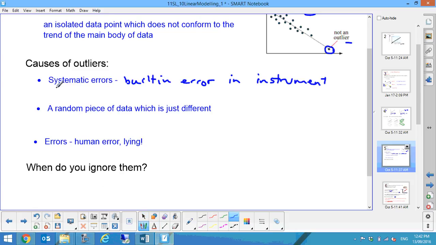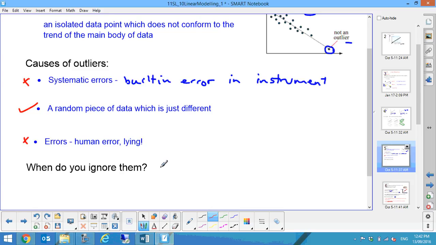So the systematic errors could be a built-in error. So that one, you're probably going to need to fix the problem with your instrument. Let's just go a different colour. So that one you're probably going to ignore. If it's just a random piece of data, which is just different, but it's a legitimate experiment and no problems with the instrument, then you're probably still going to include that. If there's human error or someone's lying, so if you just made a mistake, then you're probably not going to.